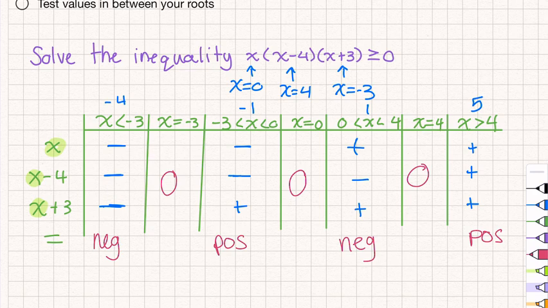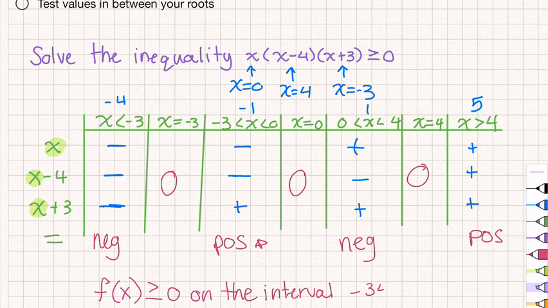It tells us that our function f of x is going to be greater than or equal to 0 on the following intervals. So when is it greater than or equal to 0? Well, here, in between negative 3 and 0, and then when x is greater than or equal to 4. And our question did include this sign, so let me just include it here.